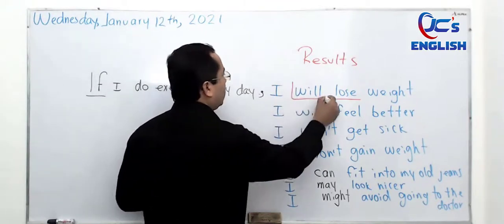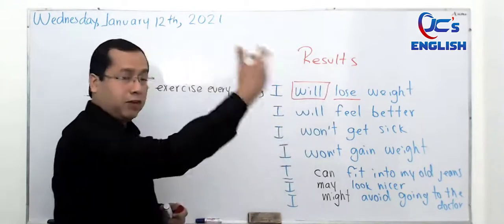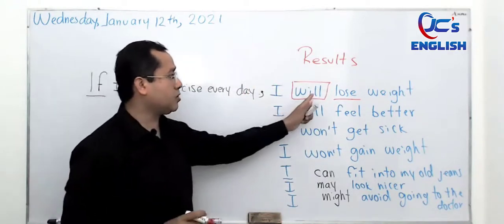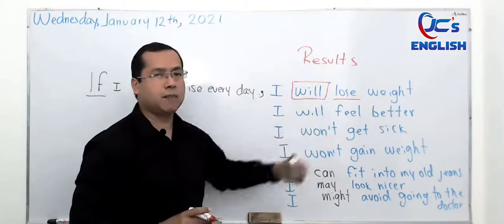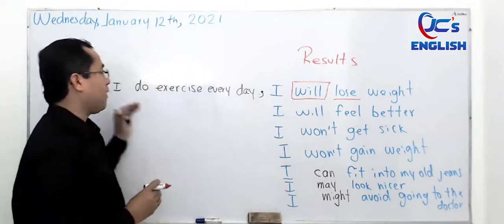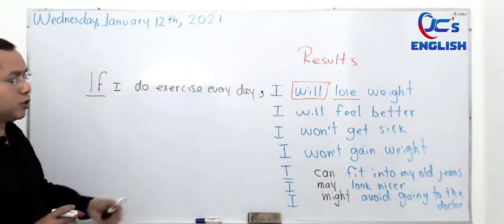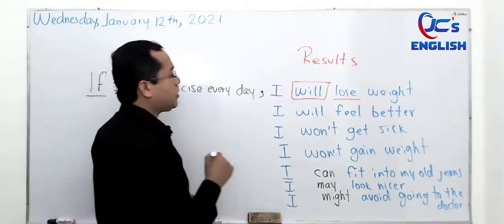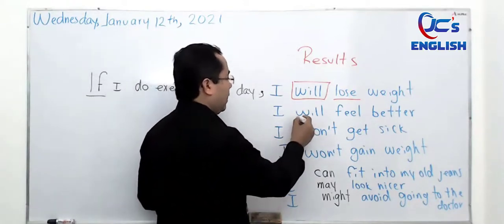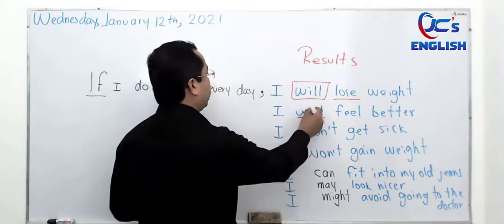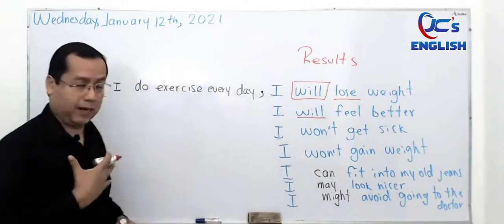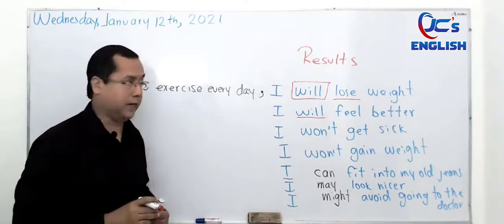We use will as a consequence will happen in the future. So, will is for the future. We use will plus the verb in base form, right? So if I do exercise every day, I will lose weight. If I do exercise every day, again, I will feel better. I will feel better physically and mentally, surely.